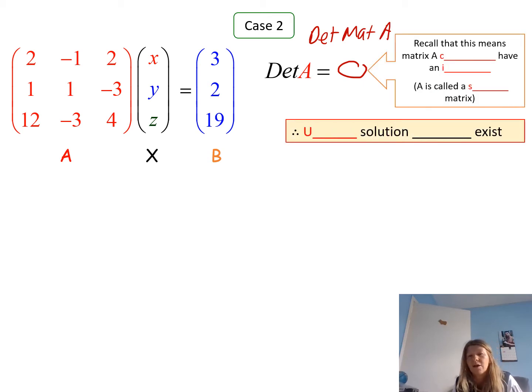So if the determinant is 0, recall, this means matrix A cannot have an inverse. If you like, you can call it a singular matrix. So here, a unique solution does not exist.